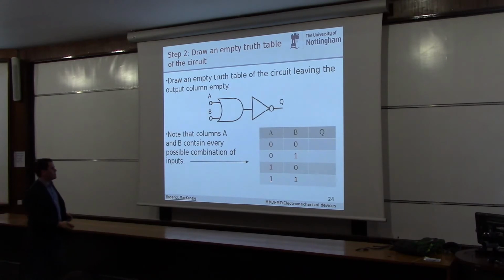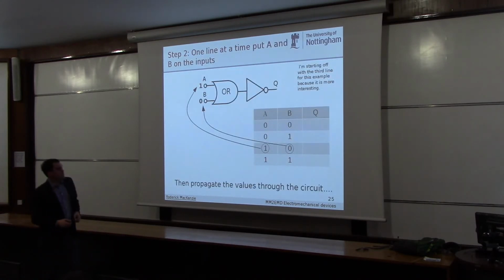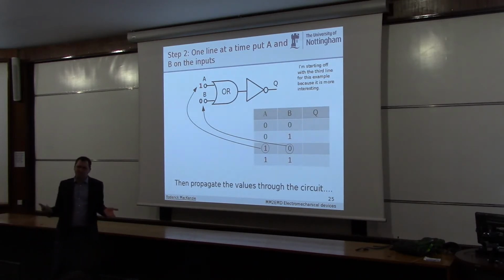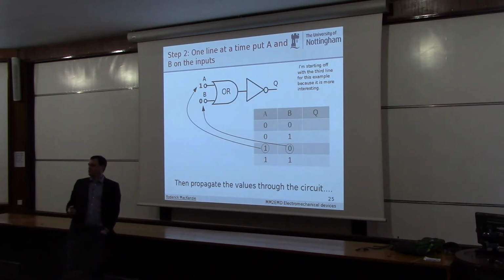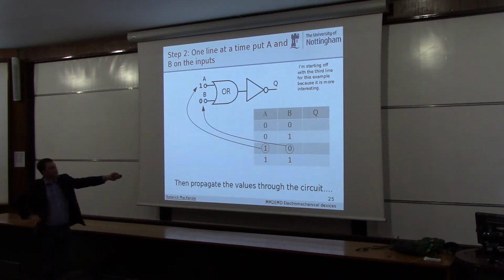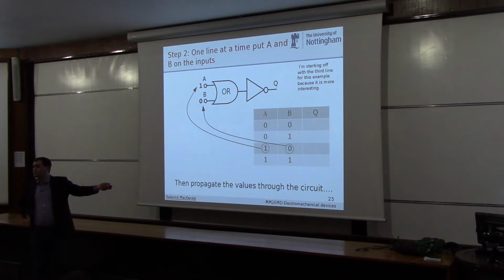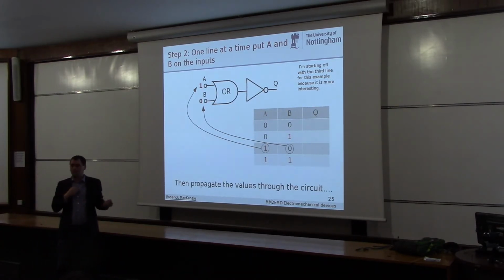Okay, then what you do is the following. You take one line of the truth table. So in this case, I'm taking the third line just because it's the most interesting line. You'd probably start off with the 0th line in an exam or something, but I'm starting off with the third line because it's the most interesting. And what you do is you write, often in pencil, 1 and 0 on the input of your circuit.